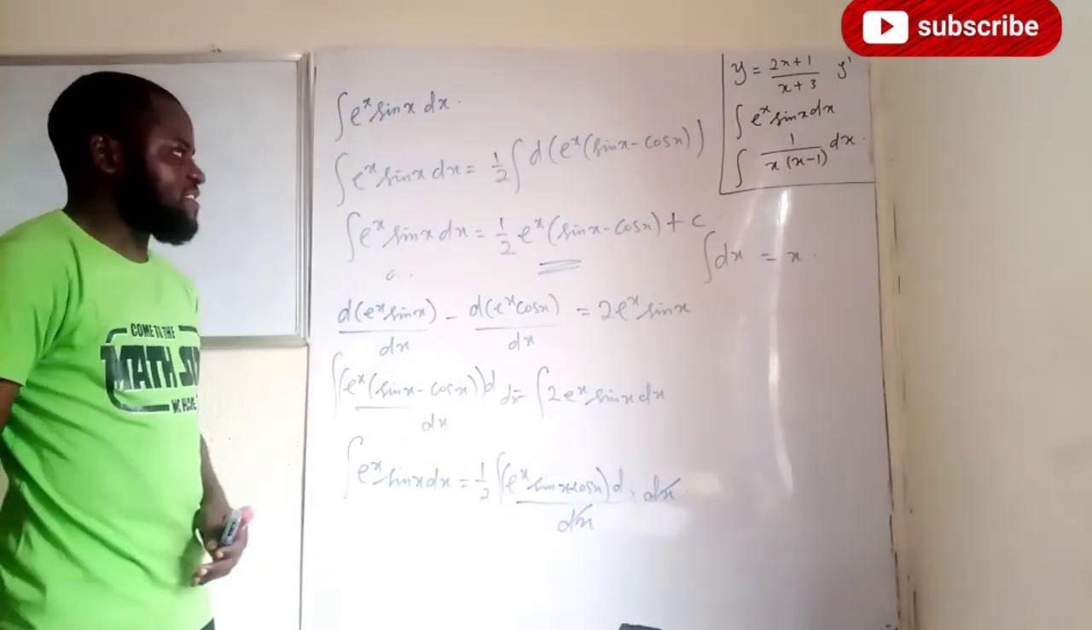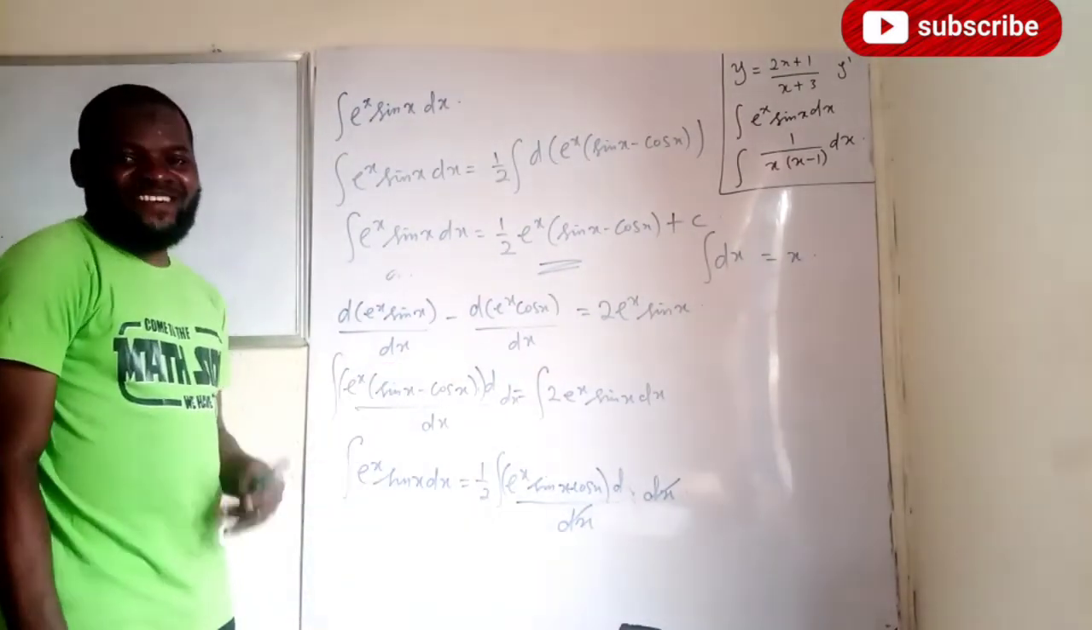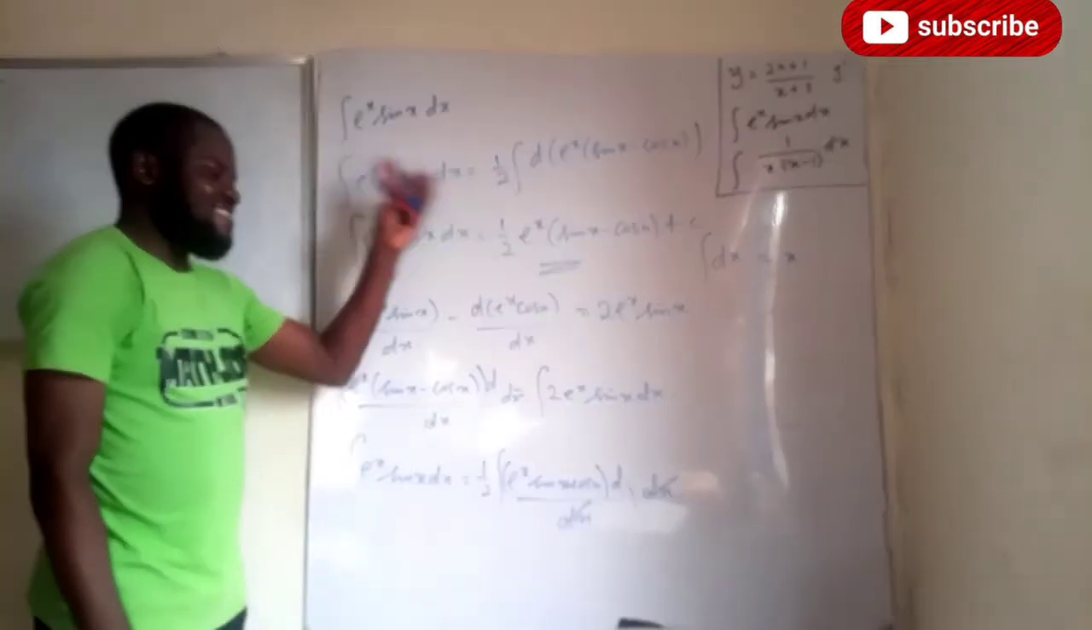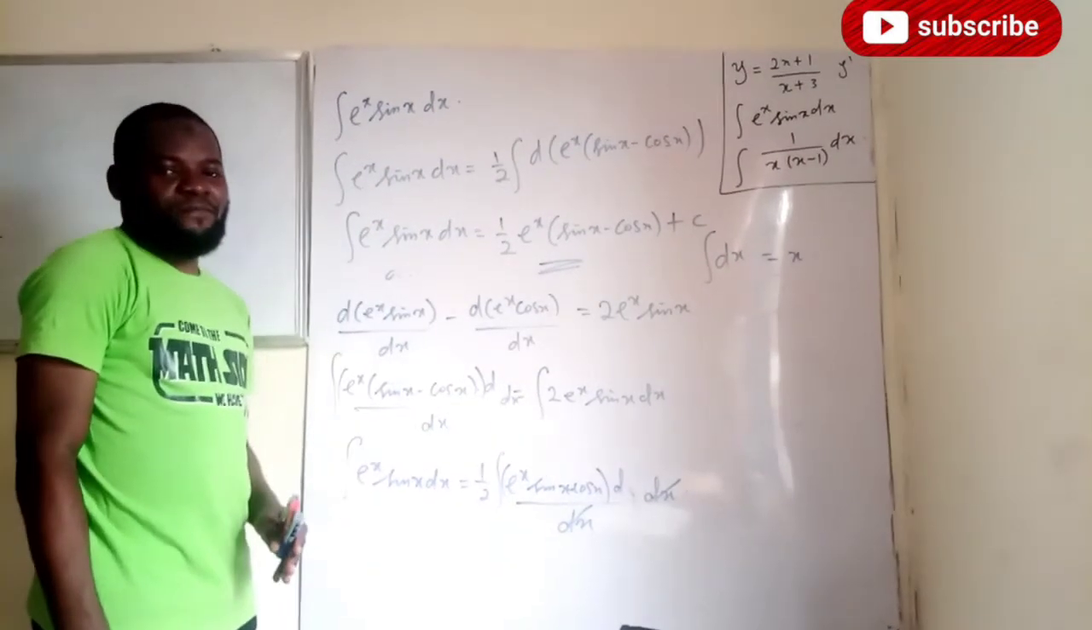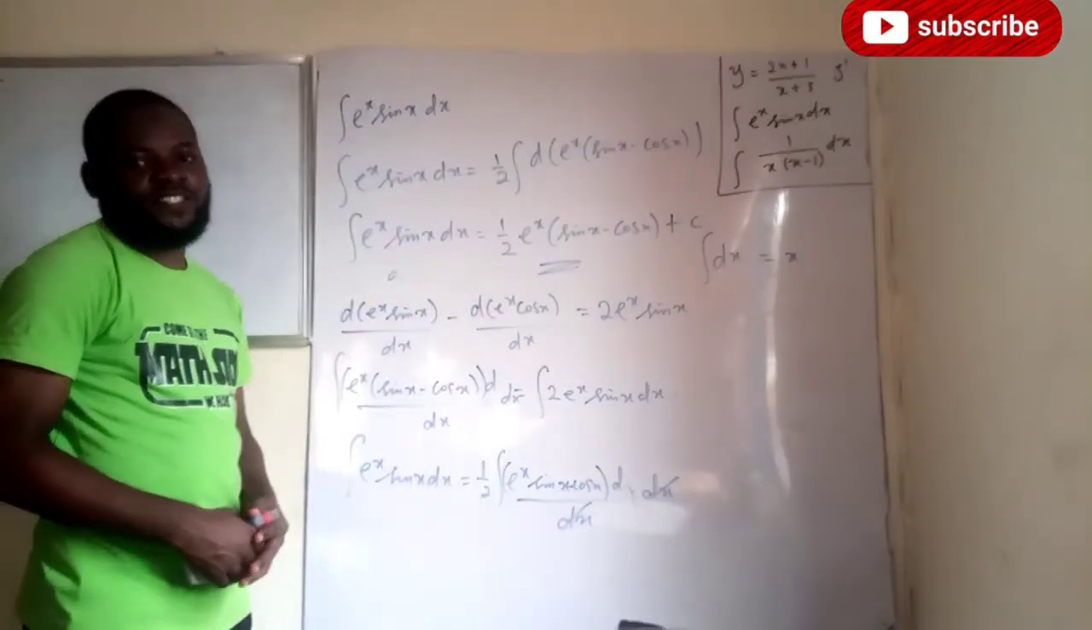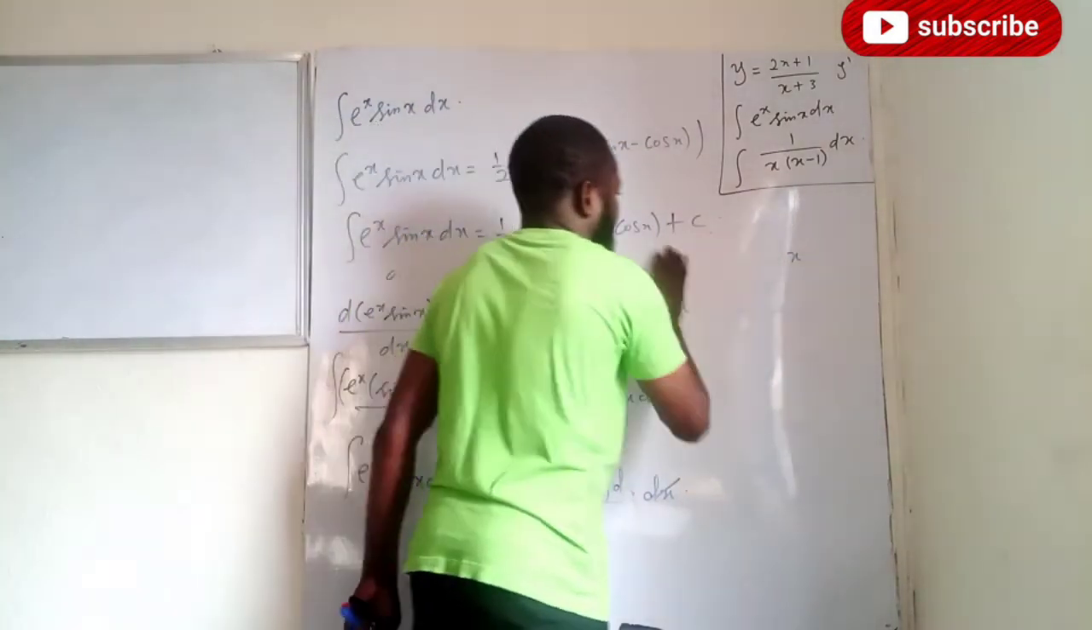Do we see the way we integrate this now? Other than the traditional method where we are going to apply what? The integral by parts. So instead of solving this with integral by parts, we just adopt this method. And it's awesome. Thank you.